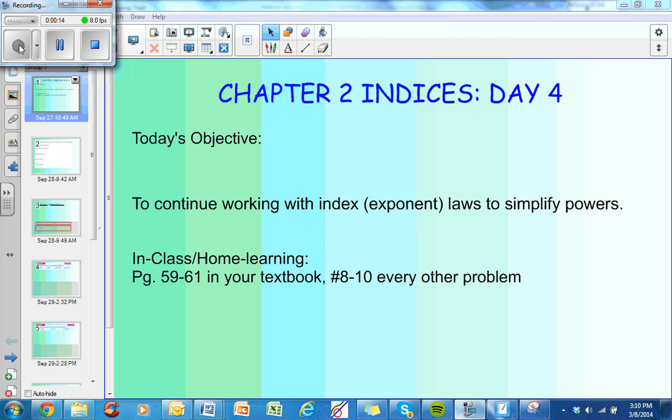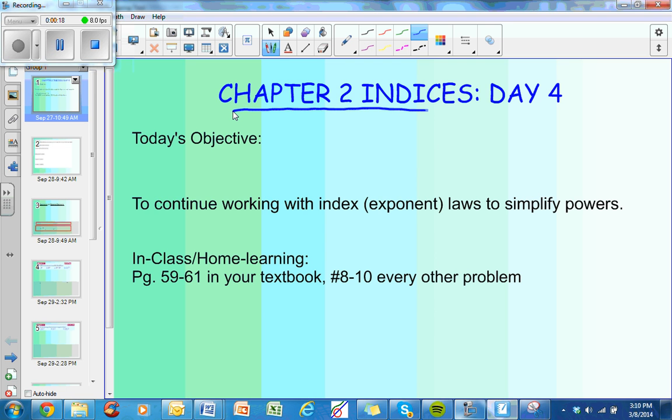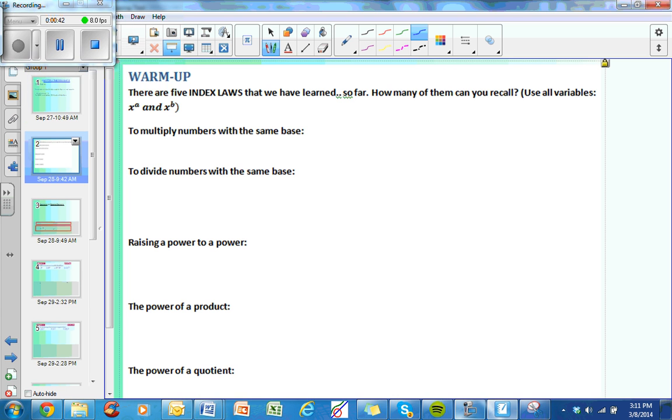For this lesson, you will need the handout, the packet with this title, Chapter 2, Indices, Day 4. And it is a single page with the front and the back handout. We're going to be learning 2 more exponent laws today, and then we're going to be applying all the laws we know. You do have an assignment here, pages 59 to 61, numbers 8 through 10 in your textbook. Every other problem. So let's start with a warm-up.